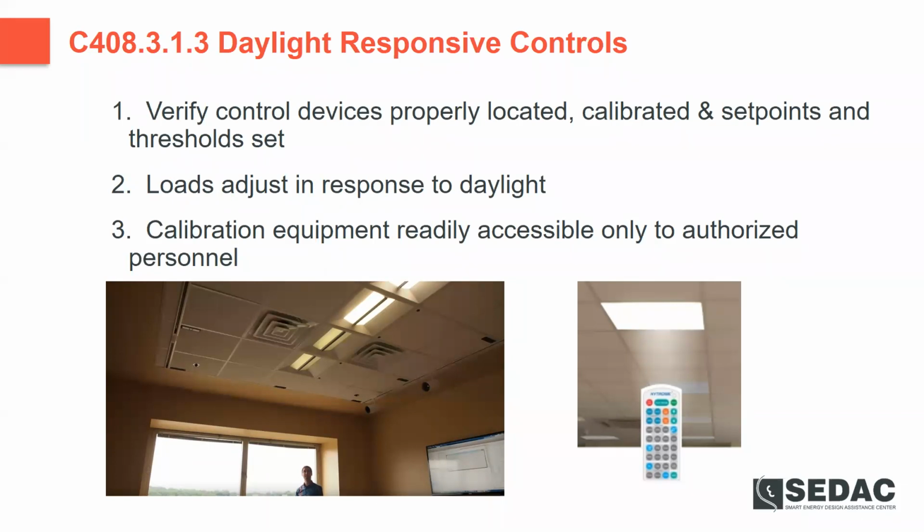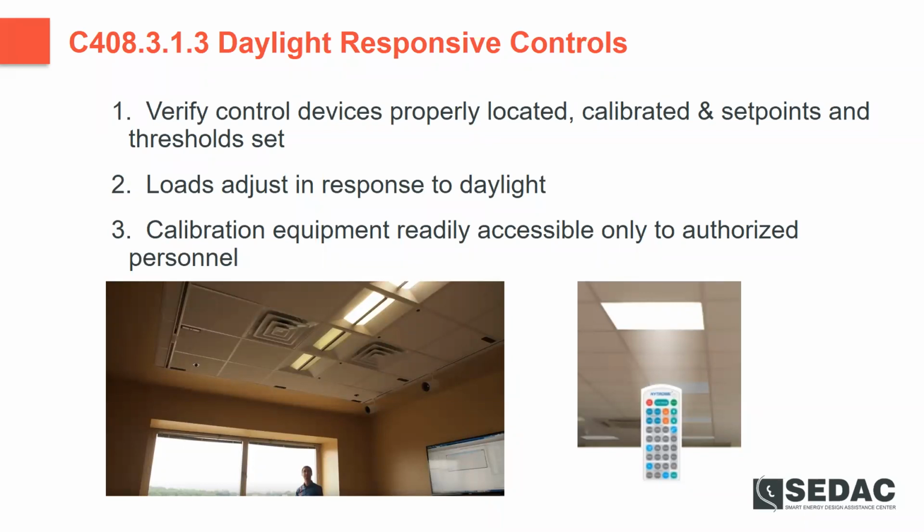For daylight responsive controls, very similar requirements to the occupant sensors. Again, you're verifying control devices are properly located, calibrated, and that set points and thresholds are set properly so the lights dim appropriately with incoming daylight. And again, there is a requirement that spaces with similar orientations, similar design, if they're cookie cutter copies of each other, you only have to test so many of them. But again, if you've got different orientations, an overhang over a window or something that makes that space have a different daylighting inflow, that sensor is going to have to be commissioned independently.